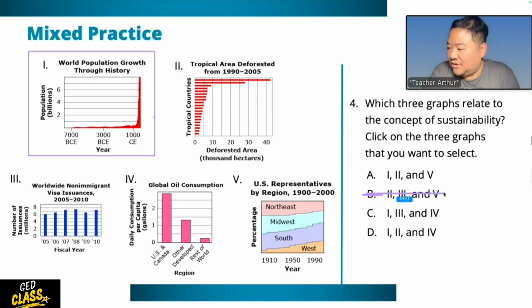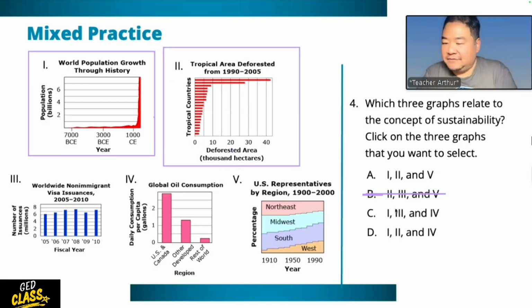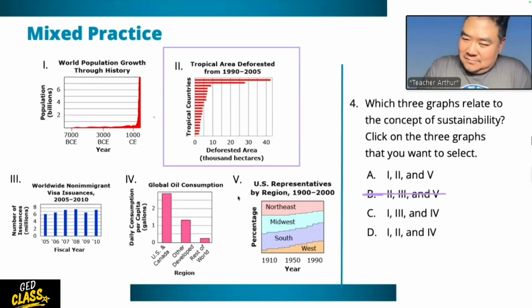Good. Graph number two. Would this be related to the idea of sustainability? What is graph number two about? The damaging nature, deforested, right? Tropical area being deforested. So we can keep chart number two. We'll take a look at the choices. Are there any other choices we can cancel out? Exactly as Roland mentions, we can cancel out C as well.